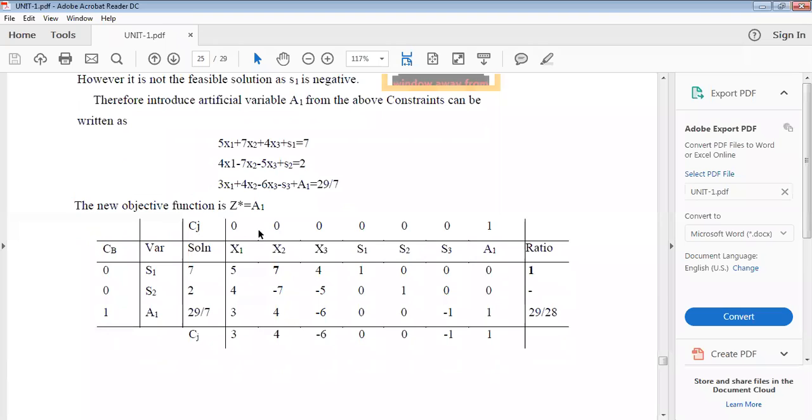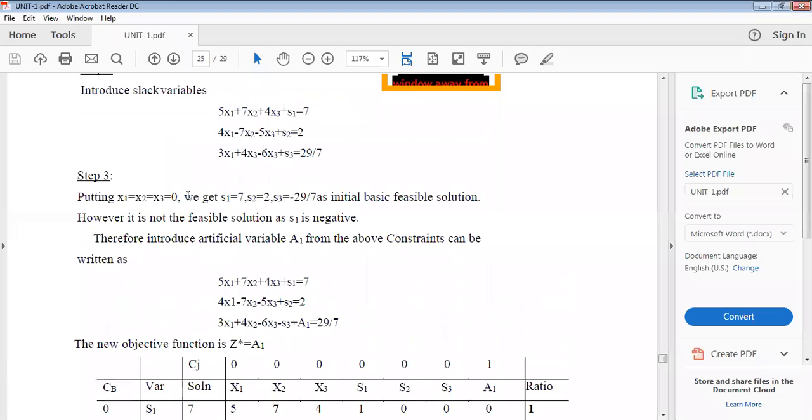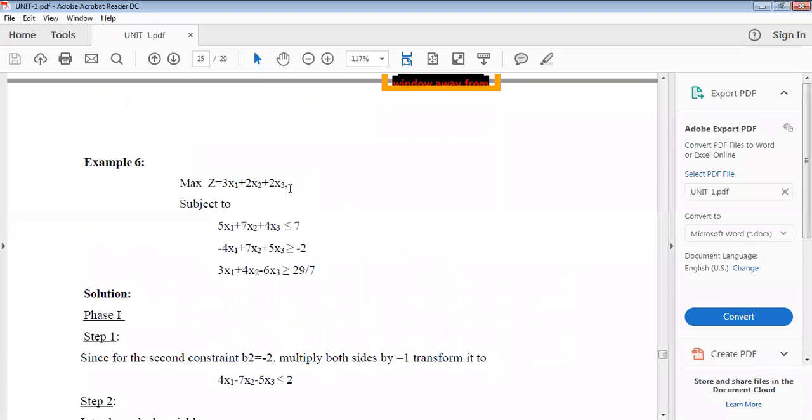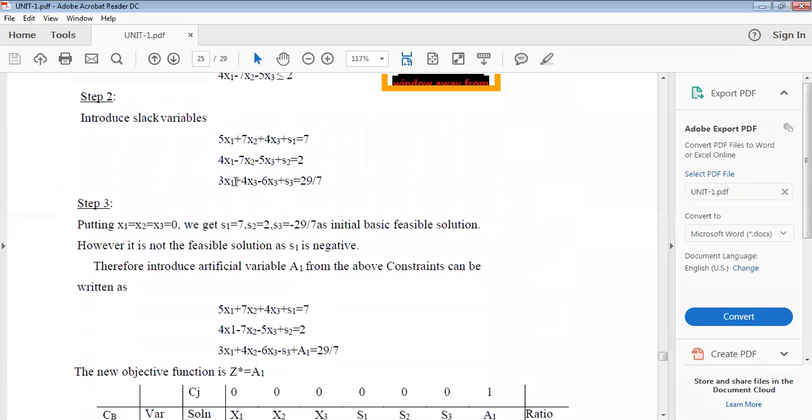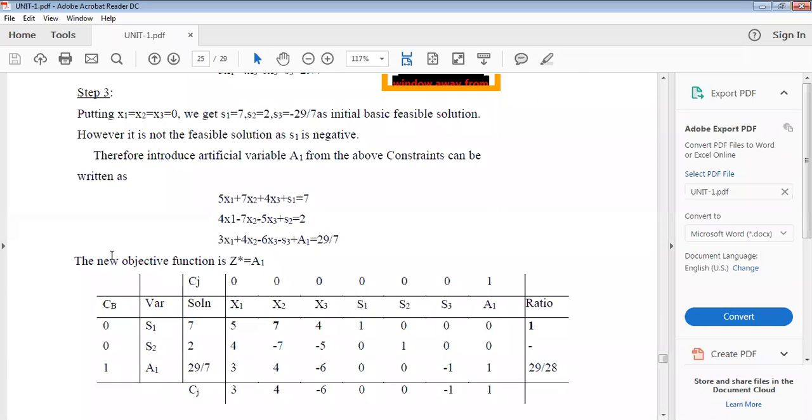So these are the CJ values. He has not copied the 3, 2, 3 here, and he has assumed X1, X2, X3 is 0. So hence he has marked everything 0, and only for the artificial variable there is 1. Next, the CB values, the variables S1, S2, and lastly A1, and the solution 7, 2, 29 by 7, and the coefficients 5, 7, 4, 1, so lastly it is 7.